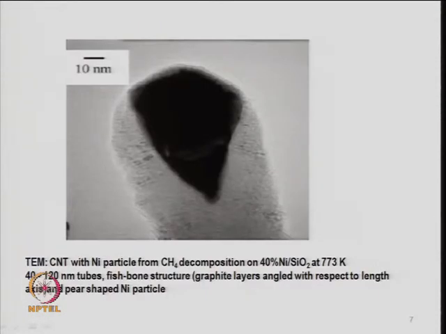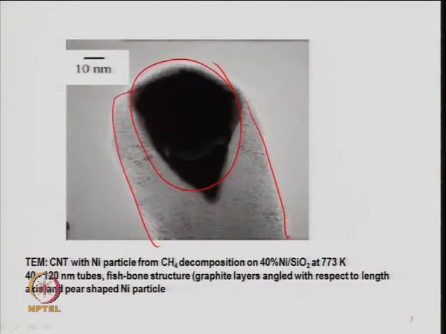This is another picture which shows a nickel particle. The catalyst used here is nickel on silica support, and the methane decomposition reaction has been carried out. After the reaction also you can see what structure has been formed. This is your nickel particle and you can see that it is not spherical in shape. The nickel particle appears black here because it is dense, and this is nothing but the carbon which is deposited on the nickel. On the nickel, the carbon is growing in the form of fiber.